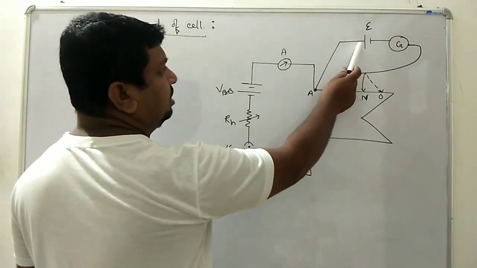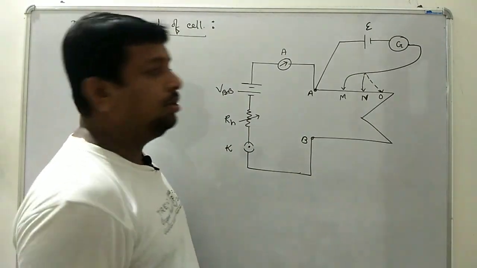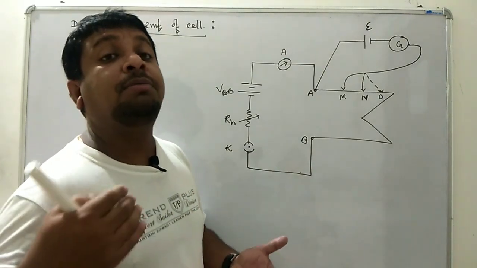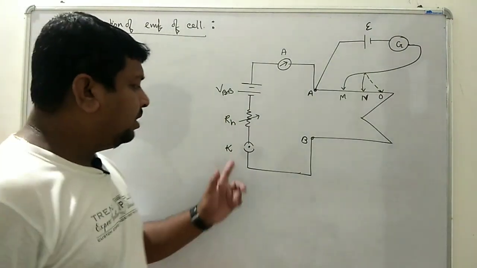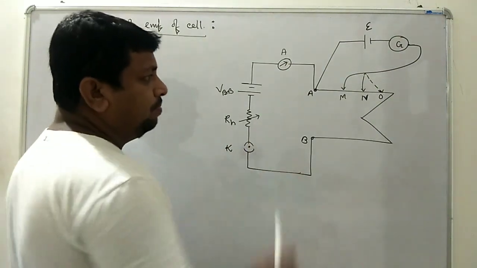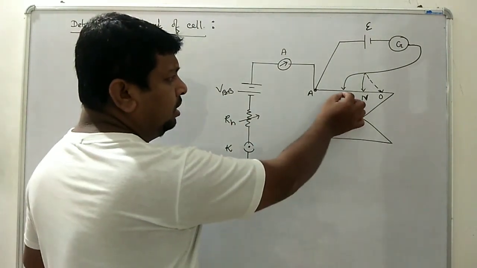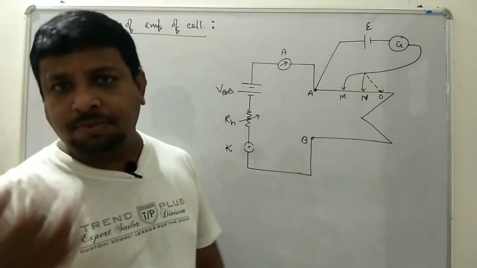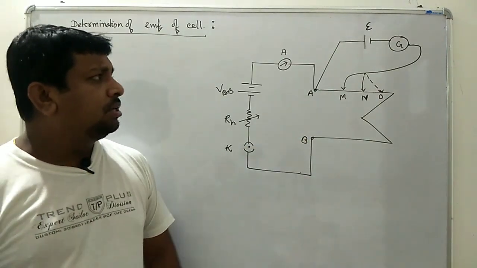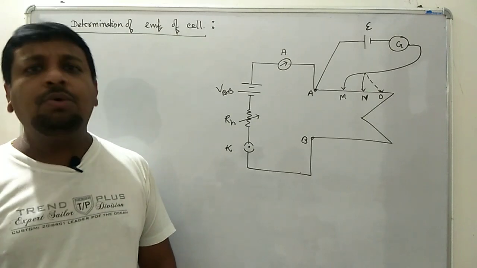Here, the positive terminal of the cell is connected at the first end of the potentiometer wire. So now, how do we proceed to determine the EMF of the cell? First, when key K is closed, a constant current flows in the circuit. The jockey is touched at a point of the wire. When the jockey is touched, the galvanometer shows a deflection in one side.